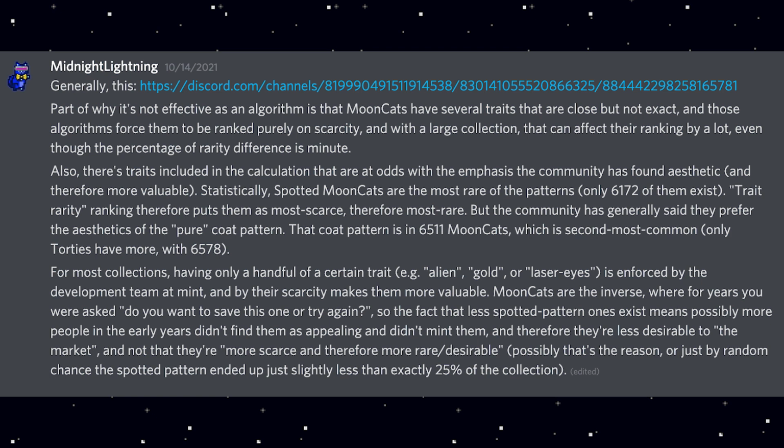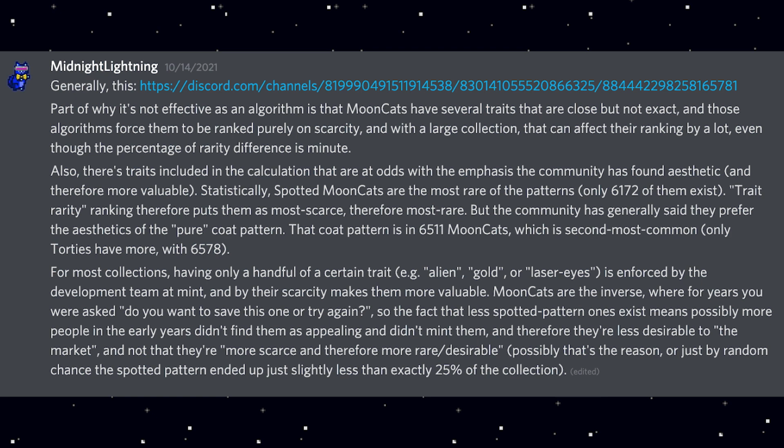Only 6,172 of them exist. For trait rarity, ranking therefore puts them as most scarce, therefore most rare. But the community has generally said they prefer the aesthetics of the pure coat pattern the most. The coat pattern is in 6,511 MoonCats, which is second most common. Only Torties have more, with 6,578.